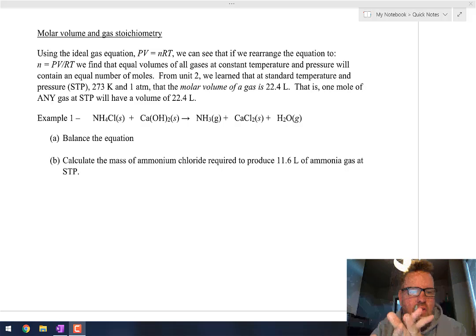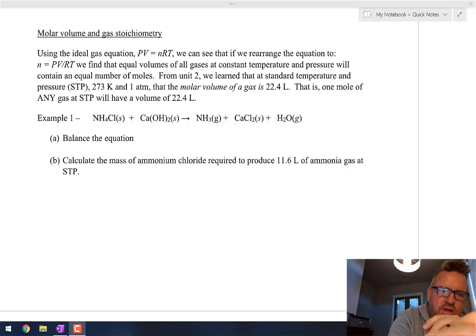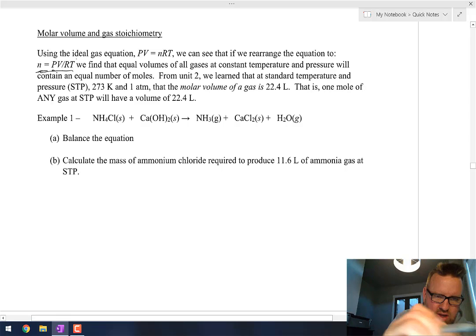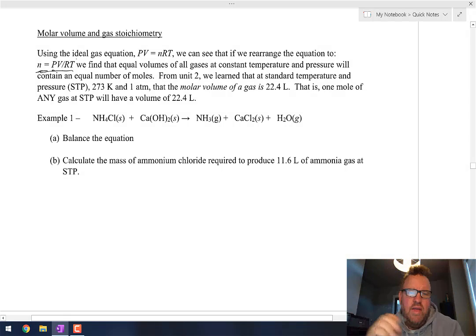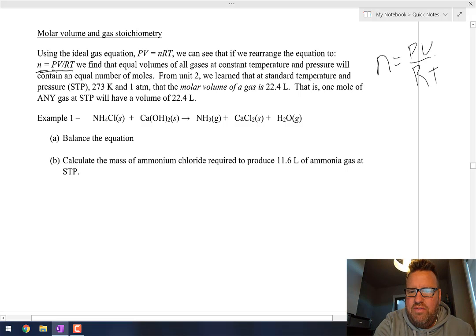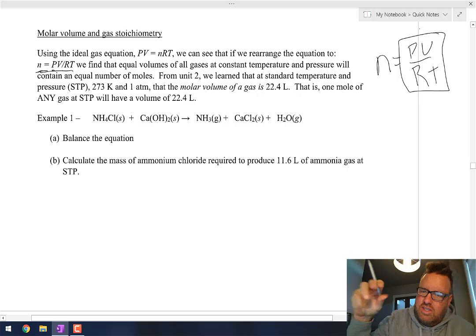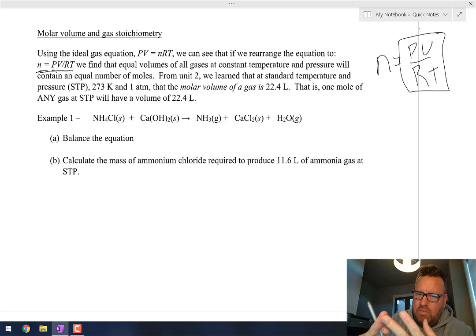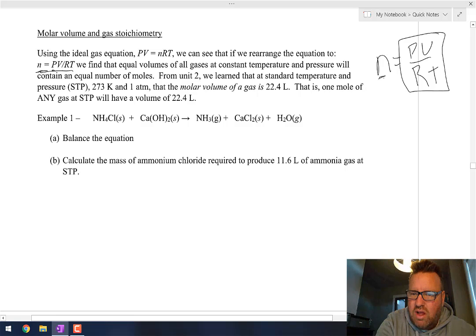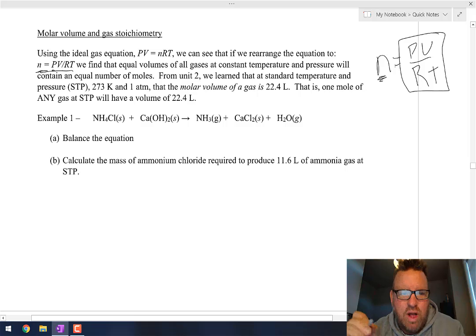So we know that obviously with gases, we've got the ideal gas equation. To find the moles of a gas, we use the pressure times the volume over the gas constant times the temperature. And we can find that equal volumes of a gas at the same temperature and pressure will have the same number of moles. What that means is that if you have different gases, but all four of these variables are the same, if all the gases are in the same container, and they have the same temperature and the same pressure, then of course all of the gases have to have the same number of moles as well.